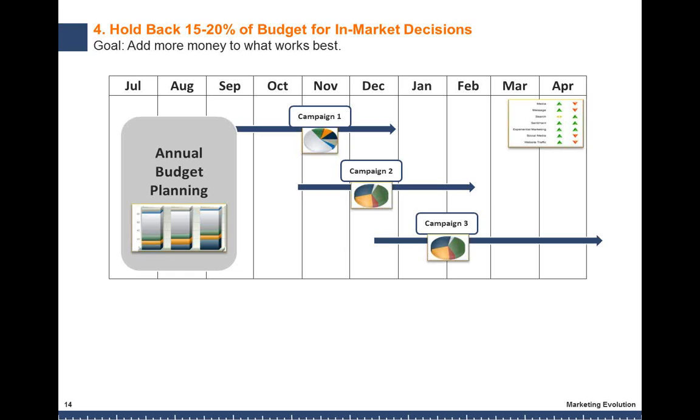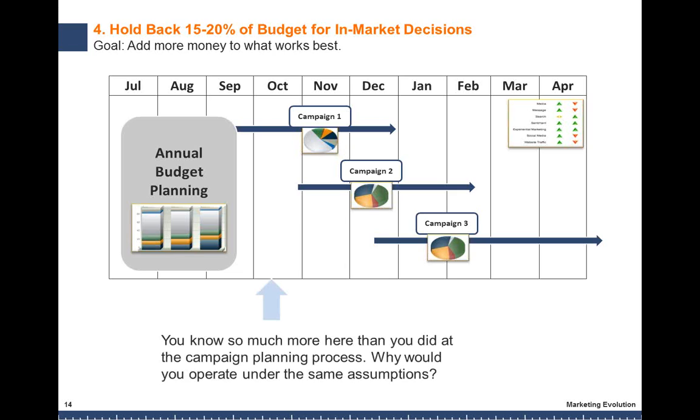The fourth idea is holding back 15 to 20% of your budget for in-market decisions. This is a very simple idea: by the time you've reached that in-market point in your campaign, you will know what's working and what's not, and you want to be able to add more money to what works best. That doesn't need to be 6 months into the campaign. That can be 3 weeks or 6 weeks in. The core difference between that annual budget planning process and 6 weeks later is that you'll have an idea of what's working and what's not.